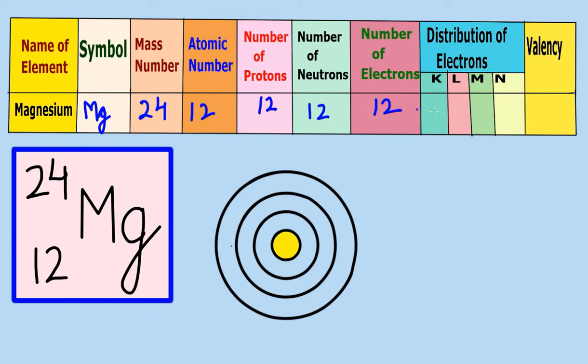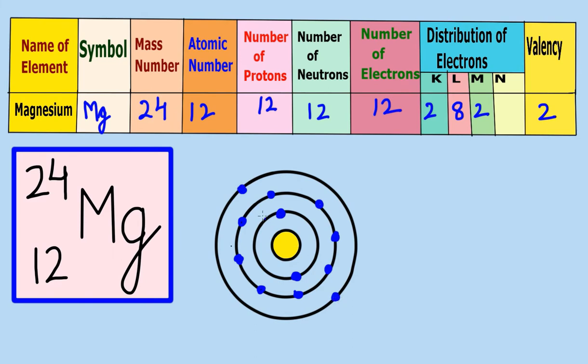How are these 12 electrons distributed here? 2 in the K shell, 8 in the L shell and 2 in the M shell. What is its valency? It has valency 2. Now we will show 2 electrons here, 8 electrons in the L shell, 3, 4, 5, 6, 7 and 8, and 2 electrons in the M shell.